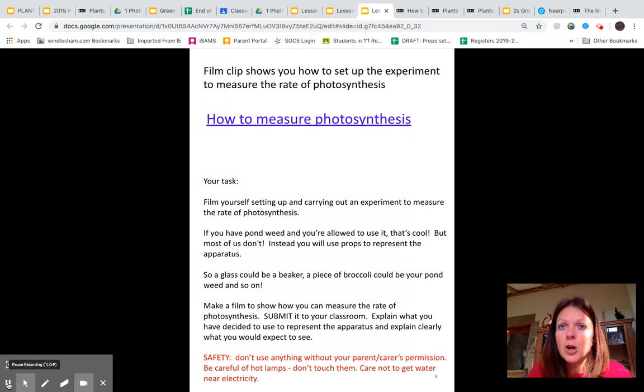First of all, don't use anything without your parent or your carer's permission. This is really important. You mustn't use anything without asking first. And secondly, be really careful of hot lamps. If you are using a lamp, be very careful. The bulb gets very hot. You mustn't touch it. And also be very careful not to get any water near any electricity. So just take care, please.